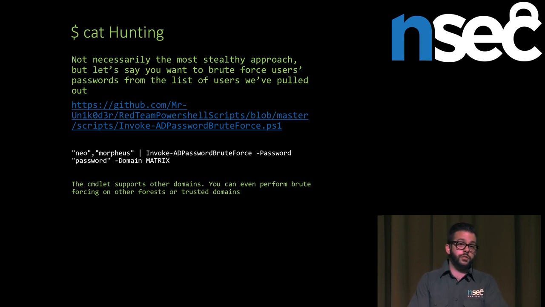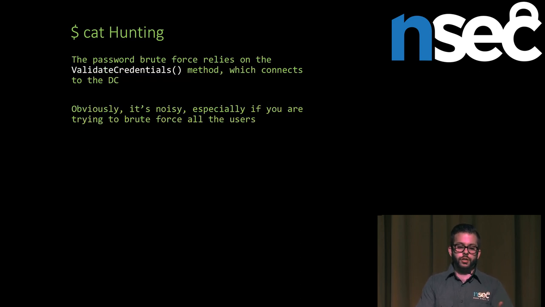Works pretty well. It's obviously a bit more noisy because every time you try a login attempt, you're going to generate an event. Of course, try to avoid brute forcing the same user more than 2 times because you may lock the account. This is not something super stealthy, especially if you don't want to be detected. But it can be really useful if you're running out of ideas at the end of a red team that didn't go super well. Just out of curiosity, the brute force relied on validate credentials, which is built-in functionality in Windows, and it just connects to the DC and asks if the credentials are valid or not. That's all.